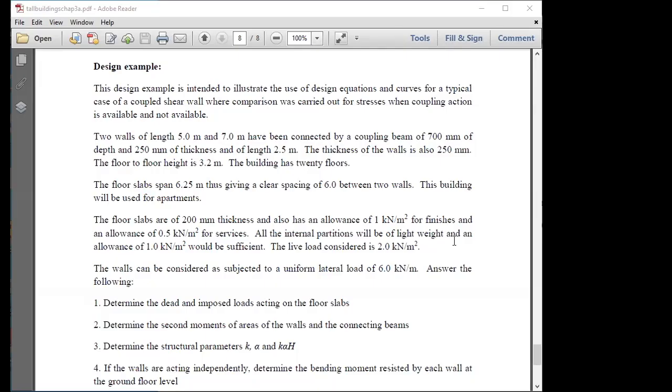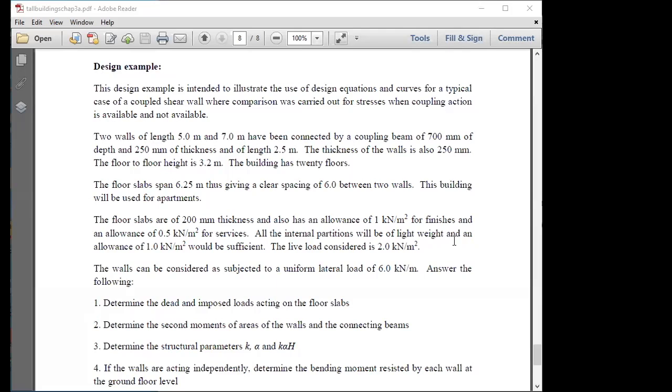Because when you allocate 1 kilonewton per meter squared over 30 square meters, we are allocating 30 kilonewtons, and that could be sufficient to look after the weight of most of the partitions if they are lightweight. If they are heavy, then we have to consider the weight of those partitions separately. But here we consider this 1 kilonewton per meter squared looks after everything, just to keep things simple.